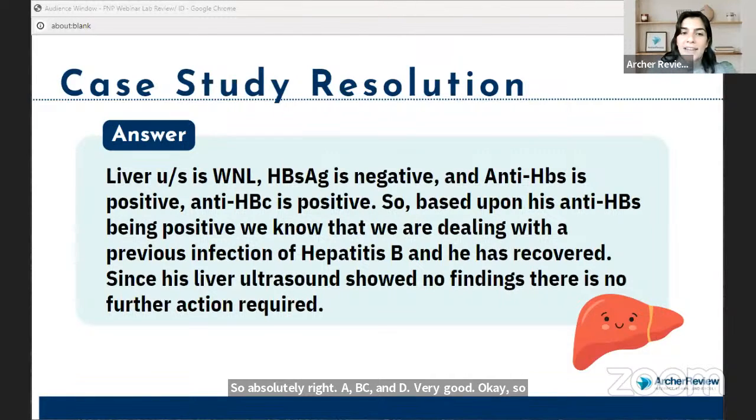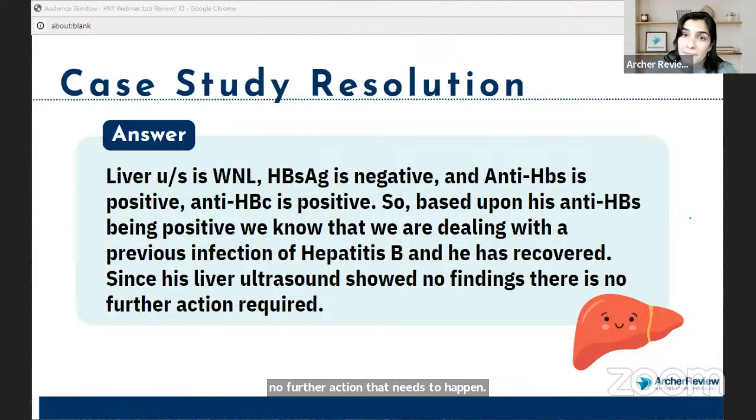Okay. So you've ordered that liver ultrasound and that's come back normal. The surface antigen is negative and the surface antibody is positive. So what does that mean? And then his core antibody is also positive. So that means that he's been exposed and he's cleared the infection in the past, and now he's developed antibodies to it, and there's nothing acutely going on. So in this case scenario, because his liver ultrasound was normal and he's also developed antibodies, there's no further action that needs to happen. So he is good.